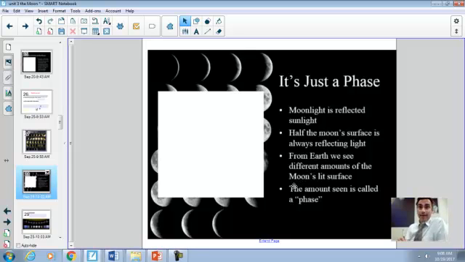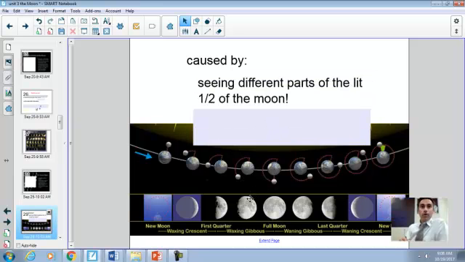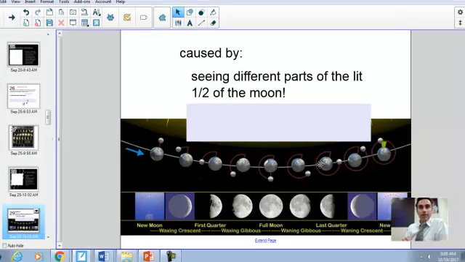The other half is dark, just like the Earth. The Earth has daytime and we have nighttime. And it's because we're on Earth that we are seeing different parts of this moon, this half-lit phase. And that gives us our phases. So the moon phases are caused by seeing different parts of that lit up moon.